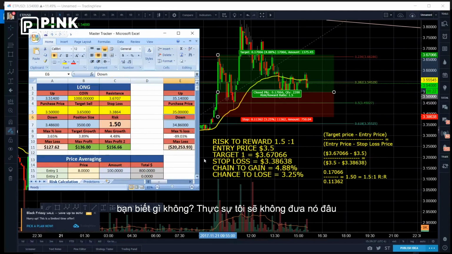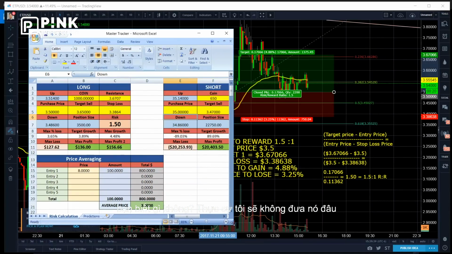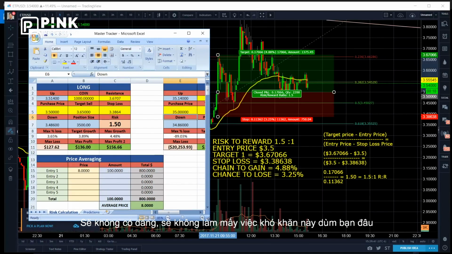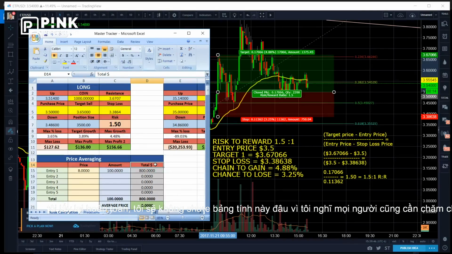Now, this is a pretty basic spreadsheet. You know what? I'm actually not going to give this one away. I'm not going to post it for you guys. I'm not going to do all the grunt work for you guys. I take that back entirely, guys. I am not going to share this spreadsheet because I think that everybody should put in some hard work as well. And you guys should probably develop your own spreadsheet as well.